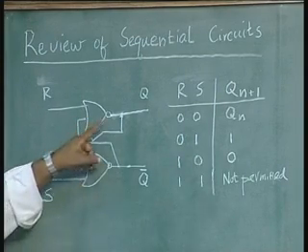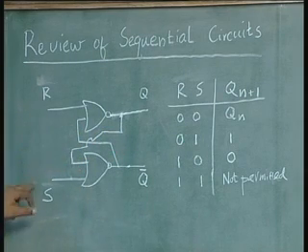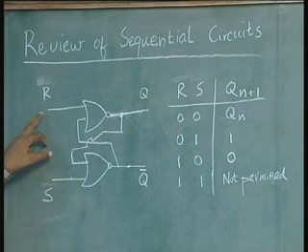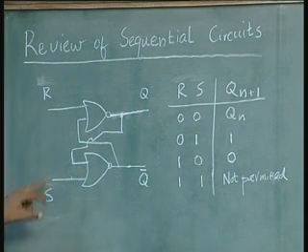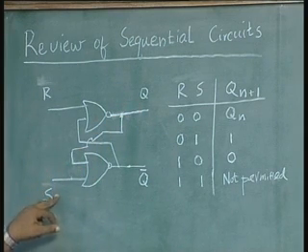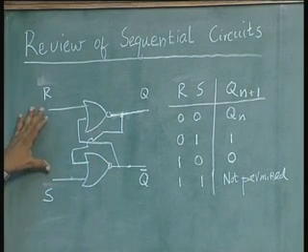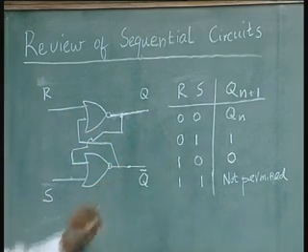Now, this table all of you must be familiar with. The inputs are called R and S, meaning reset and set. When you put a 1 in the reset, the output Q becomes 0. When you put a 1 in the set S, the output becomes 1, and when you remove the inputs R and S and make them 0 0, output will remain what it was earlier.